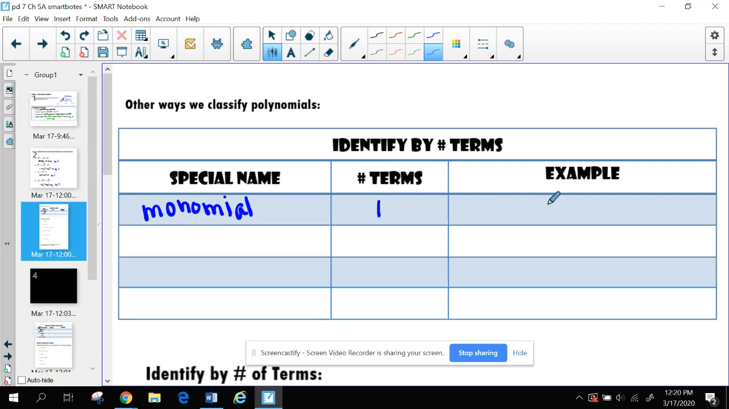So I'm just going to make up some examples for these. A one term just means there's no addition or subtraction. So it could be something as simple as 2xy. That's really just one term because there's no adding or subtracting around it.